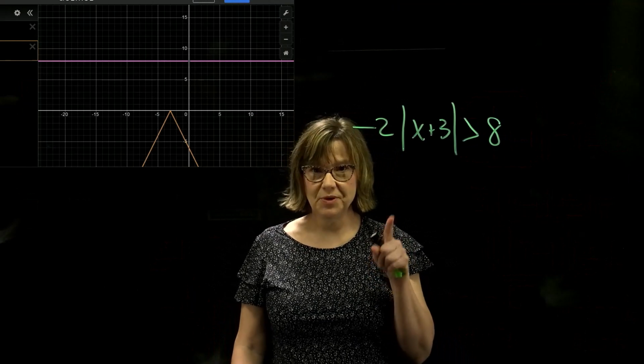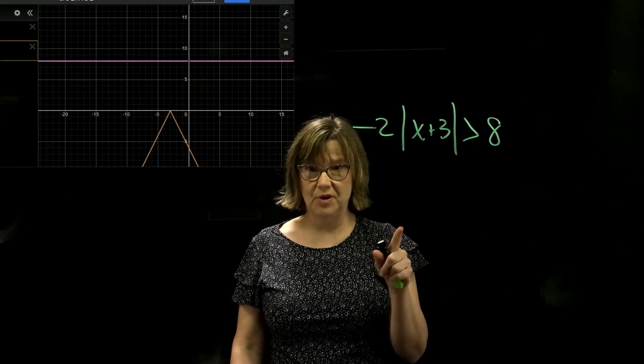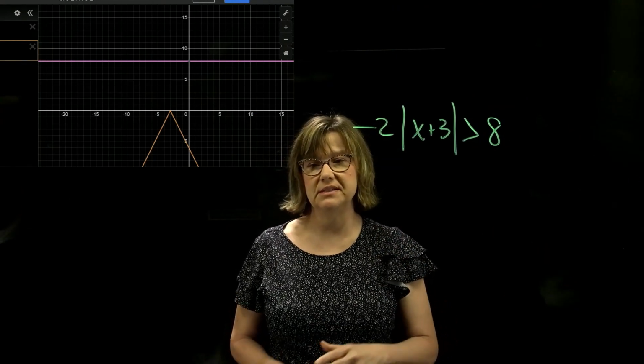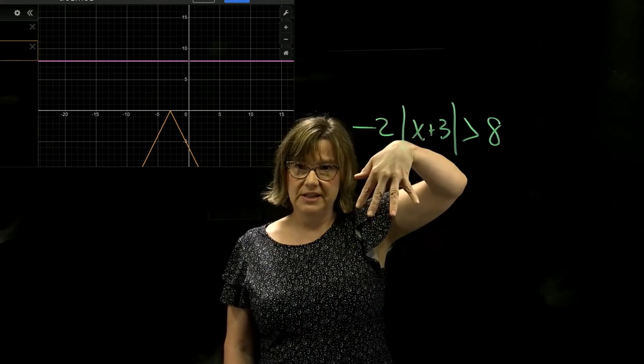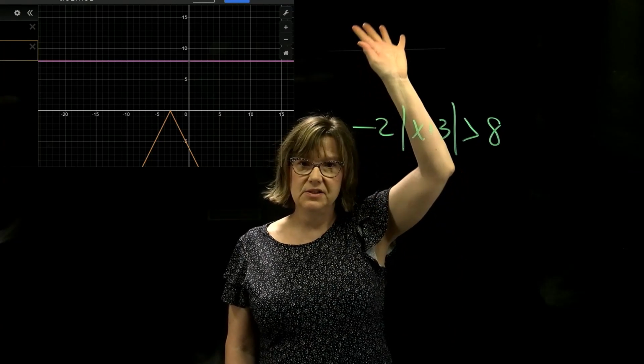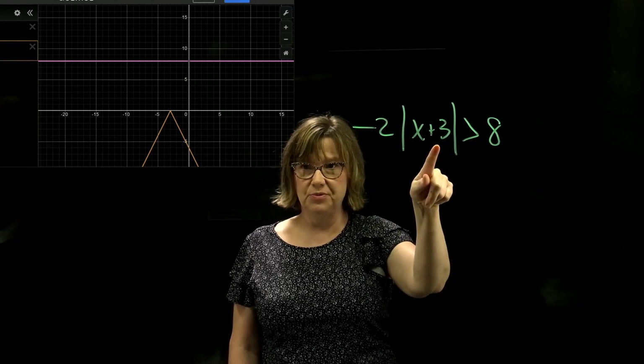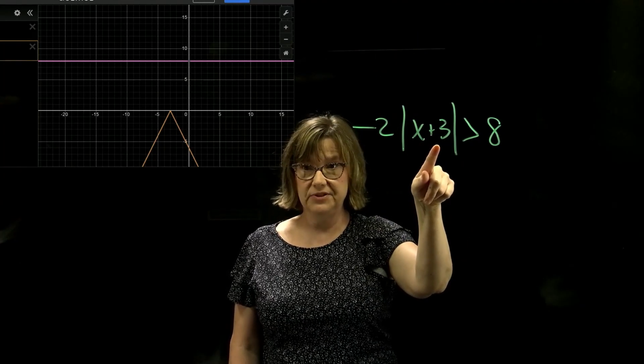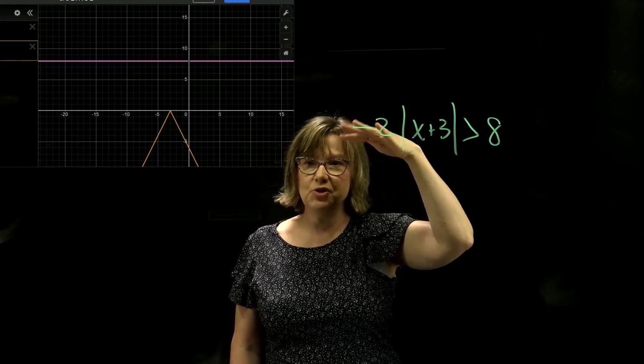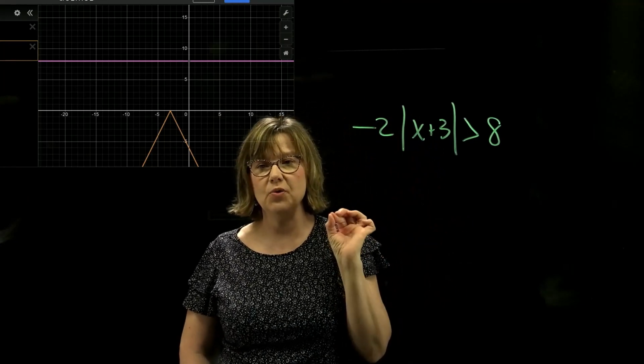Okay, with this one, you can see we have a problem, right? Because if you look at this, this guy is reflected, and 8 is way up here. So this guy's been shifted 3 to the left, and then it's been reflected. So they never cross, so you know there is no solution.